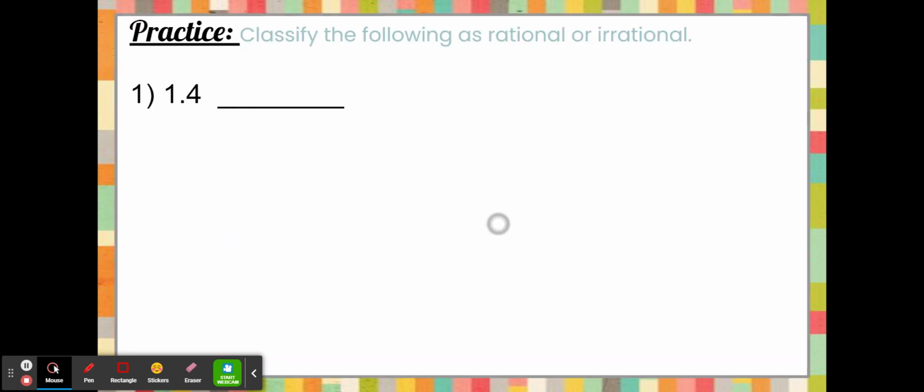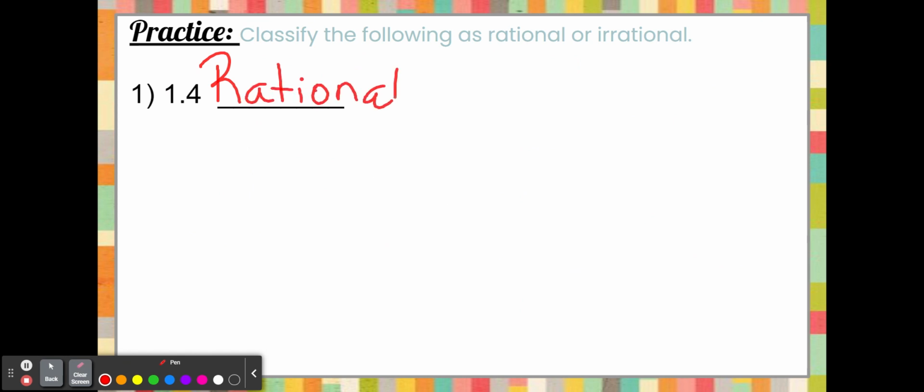All right, so the first one is 1.4. So this is called a rational number, and this is considered to be rational because this is a terminating decimal. And if you think of the word terminating, that usually means end. So 4 is the end of the decimal. There's nothing after the 4 other than zeros. So we call this a terminating decimal. Okay.